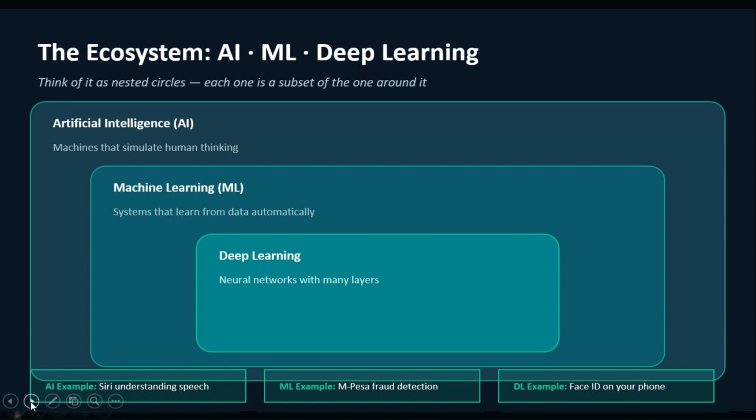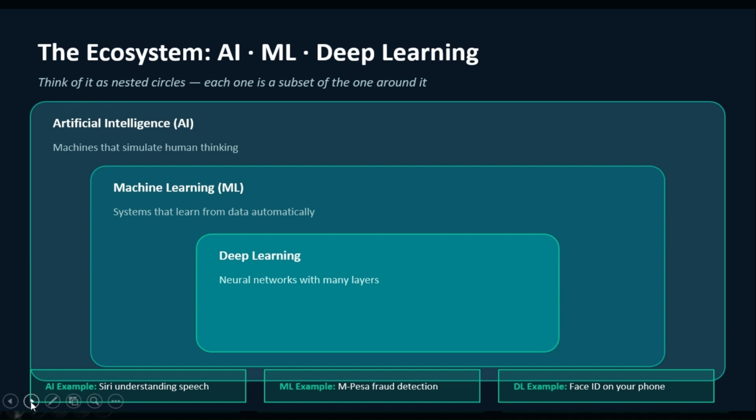So the ecosystem of AI, ML, and deep learning. AI is artificial intelligence, ML is machine learning, and we also have deep learning. Artificial intelligence is machines that simulate human thinking. Machine learning are systems that learn from data automatically. So if your work is just to feed data into them, then the machine will learn what data is good and what data is bad. Then we have deep learning. These are neural networks with many layers.